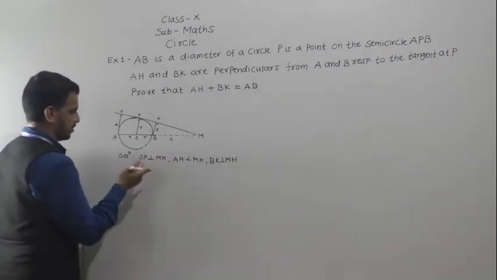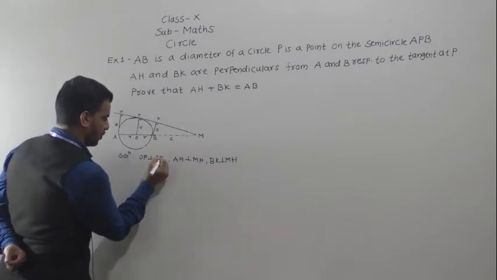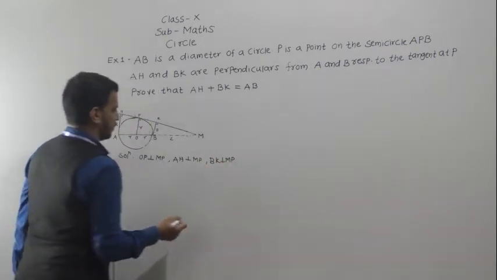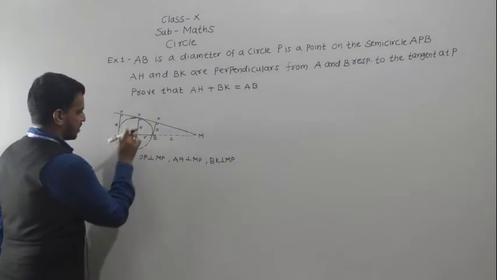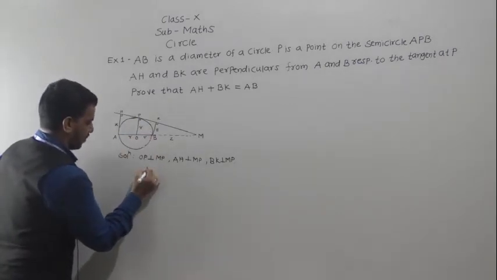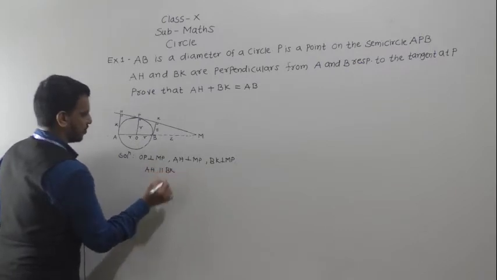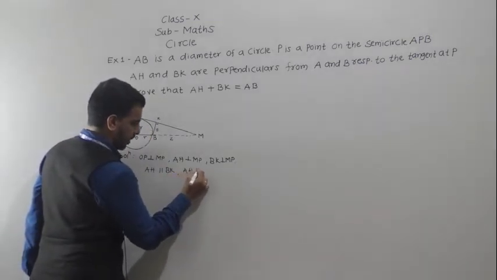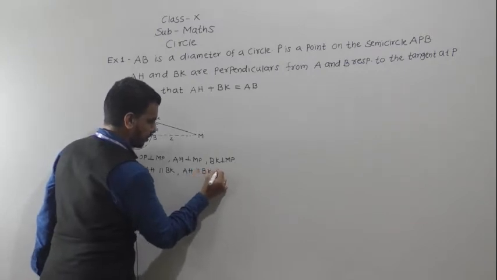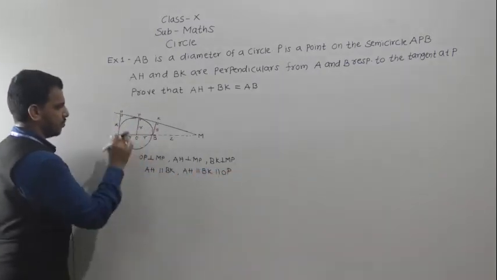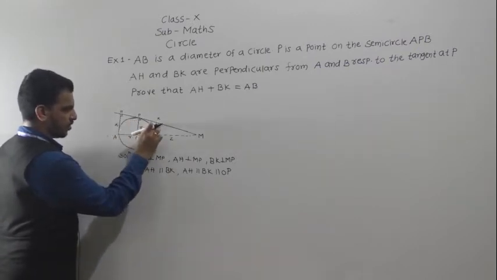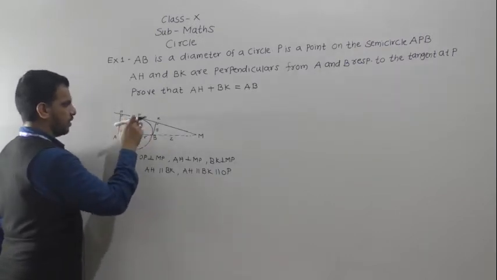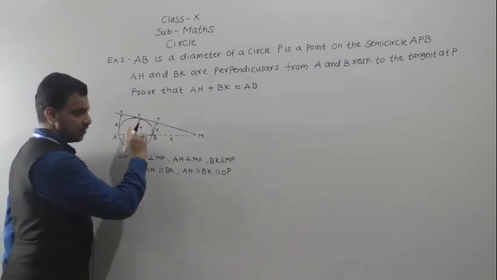Or MP, we can write here MP, that is a tangent. So here OP perpendicular to MP, AH perpendicular to MP and BK perpendicular to MP. Okay, now here if these are perpendicular, then AH is parallel to BK, and this BK is parallel to OP also. So AH parallel to BK parallel to OP. So these three lines are parallel to each other because this is a right angle. Okay, so if corresponding angles are equal, lines are parallel. So AH parallel to OP and OP parallel to BK. So all three lines are parallel to each other.